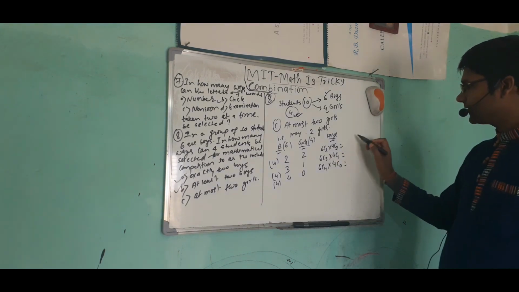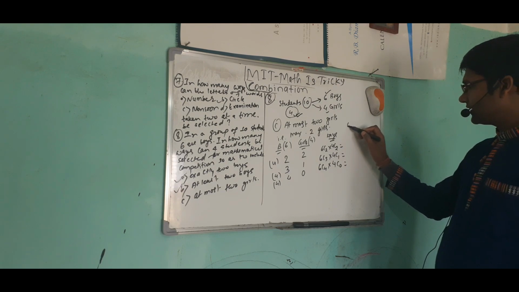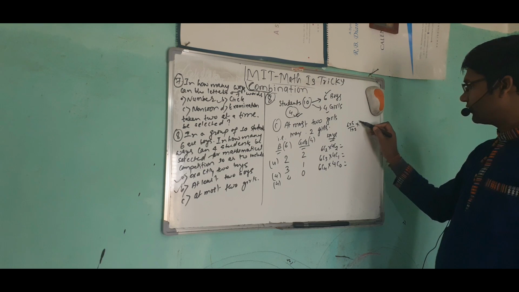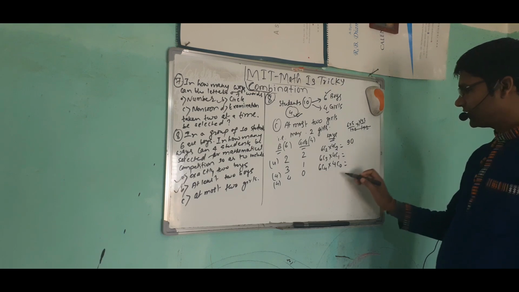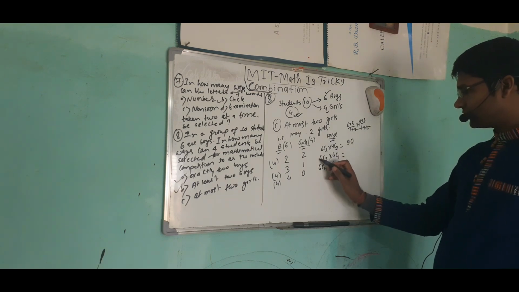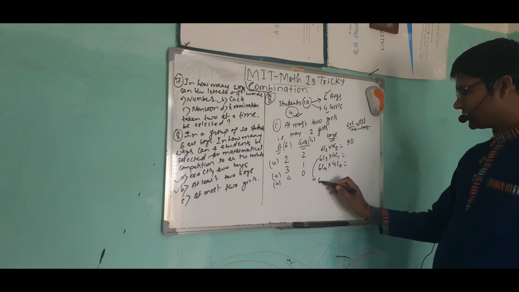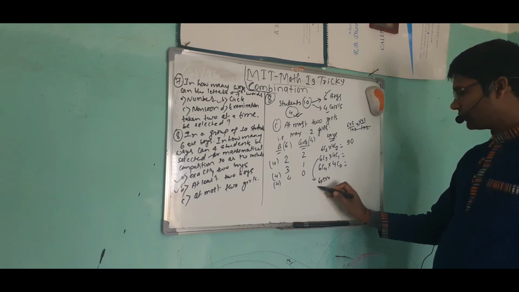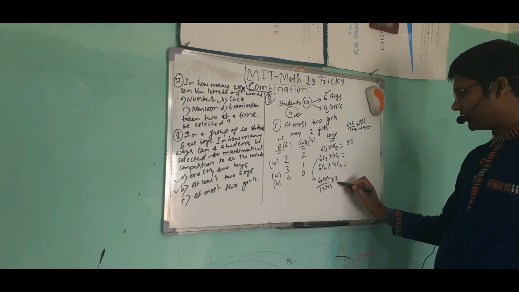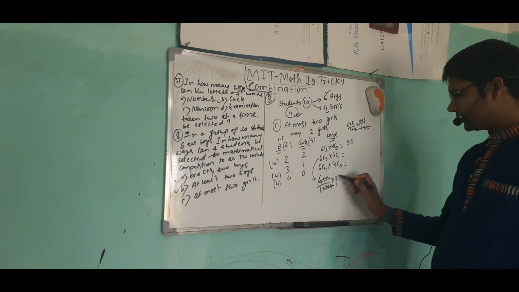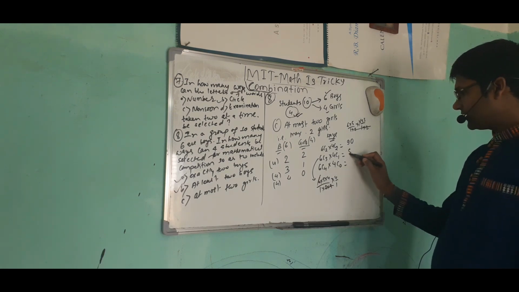So again here, it will be 6 into 5 by 1 into 2, into 4 into 3 by 1 into 2. So 4 cancel. Again here, this is 90. Now let's simplify this. For this we can write 6 into 5 into 4 divided by 1 into 2 into 3, into 4 by 1. So again it gives 16 into 5, 80.